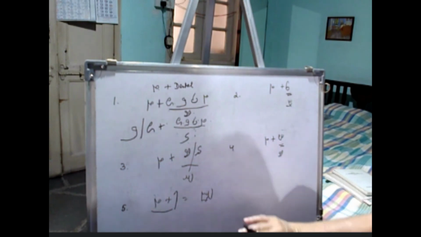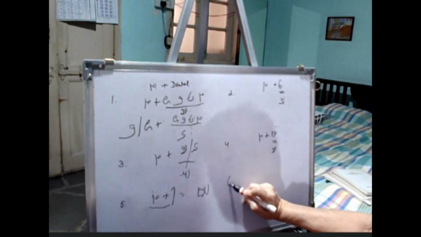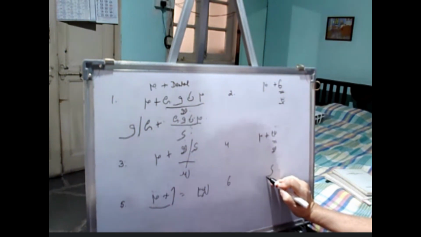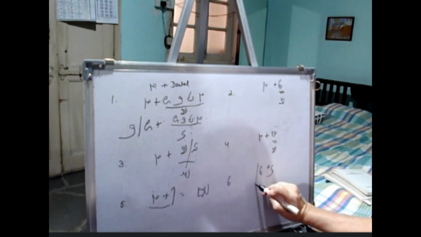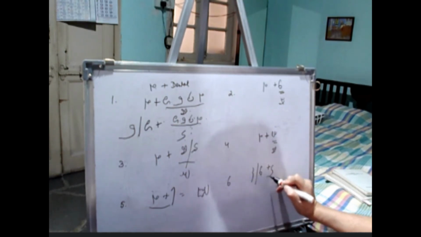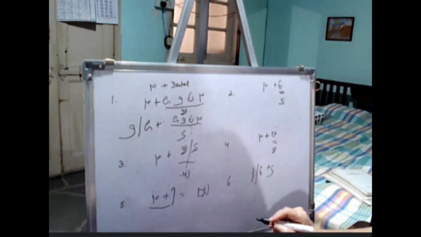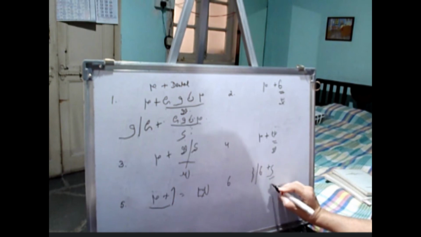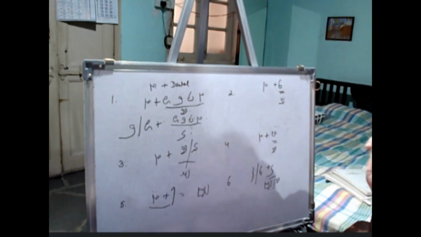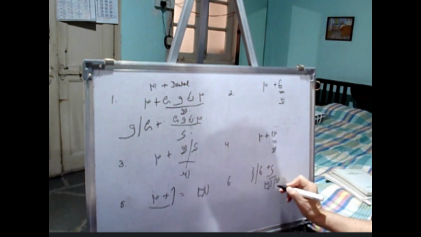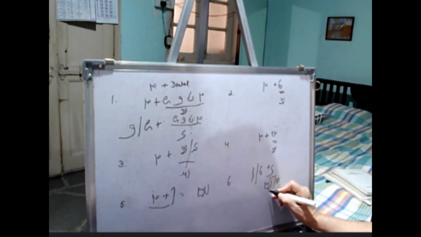Then the sixth one, when the last letter is za and the first letter is ma or na. That means za is followed by ma or na. The za changes to either sa or sha, depending on the phonetic sound. So here they've given it, it can be sma, it can be shma. Or it can be sna, it can be shna.